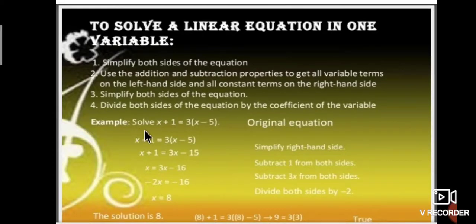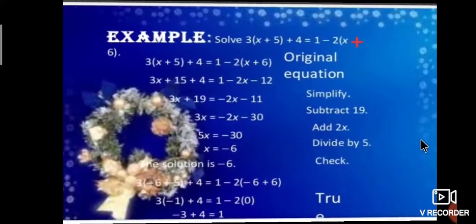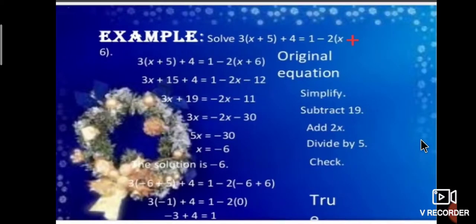Next example: solve x plus 1 is equal to 3 into x minus 5. Therefore, x plus 1 is equal to 3x minus 15, since 3 into minus 5 is minus 15. Therefore, x is equal to 3x minus 16. Then x minus 3x, that is minus 2x, is equal to minus 16. x is equal to 8 is the solution of the equation.